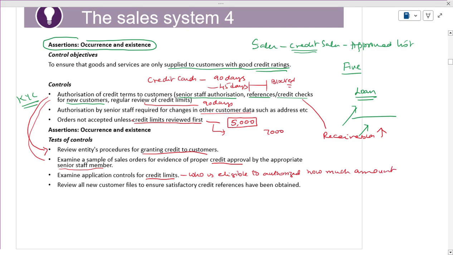Fine. That's very important, is it? Now, review all new customer files. Review that all satisfactory credit references have been obtained.